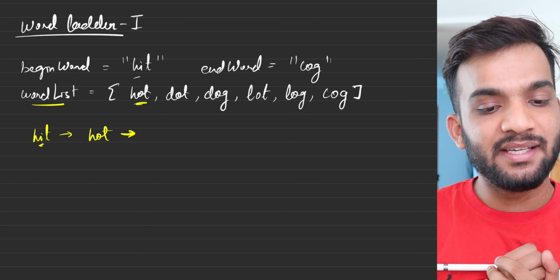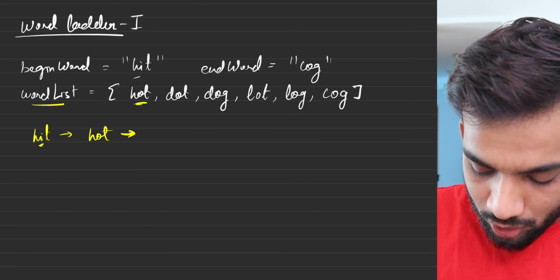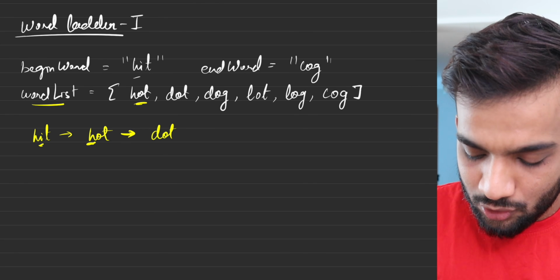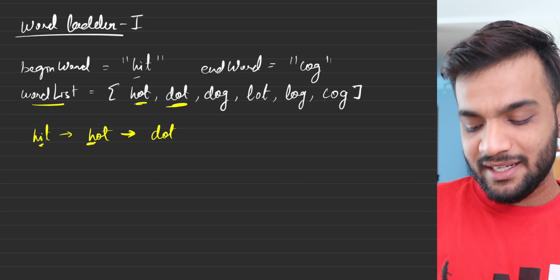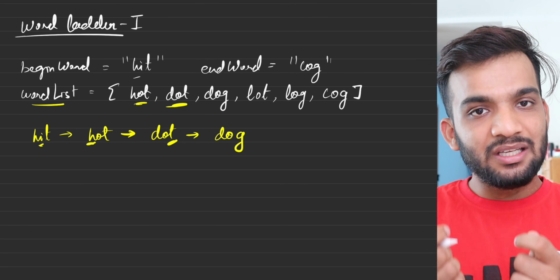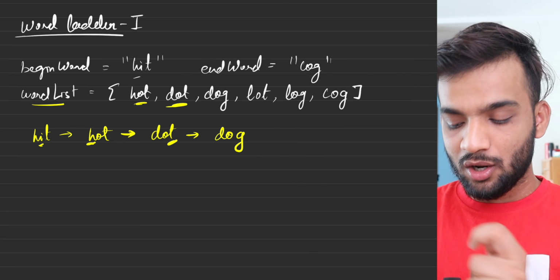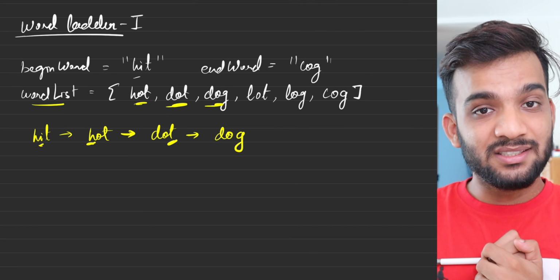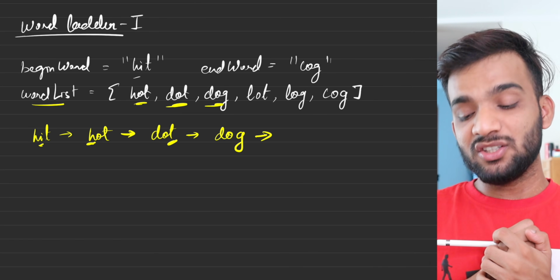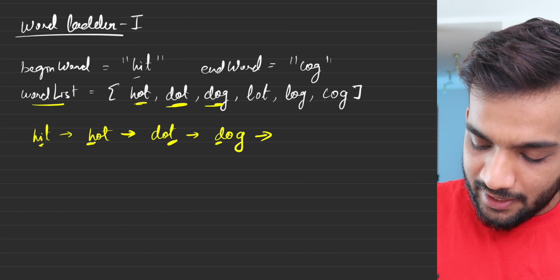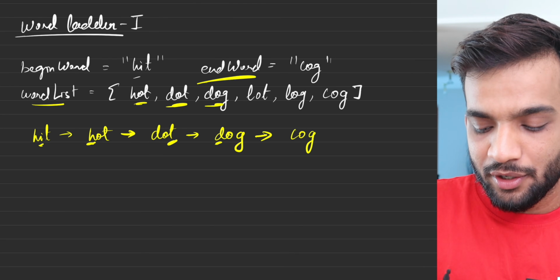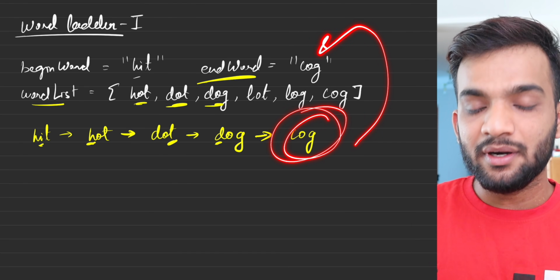In the next step, I say I'll change hot to dot, which means I'm going to change this H to D. And if you see, dot does exist over here. In the next, I say I'm going to change dot to dog. Basically, I'll change T to G, which is dot to dog. And if you see, dog also exists in this particular word list. In the next, I'll change the D and make it C, and I'll have cog, which is nothing but our end word.